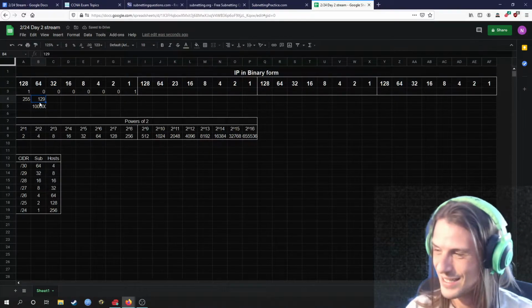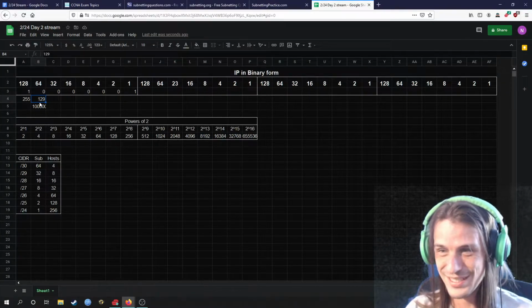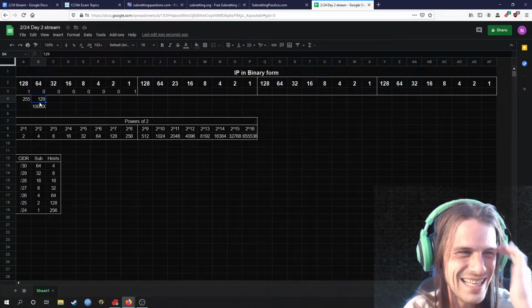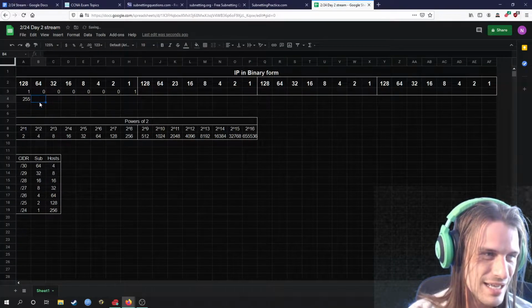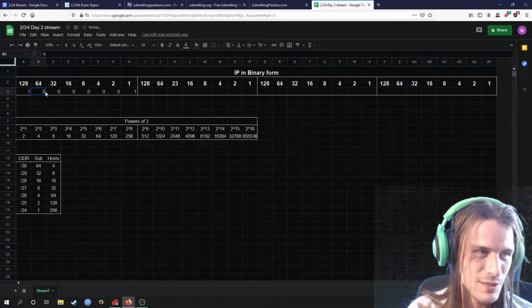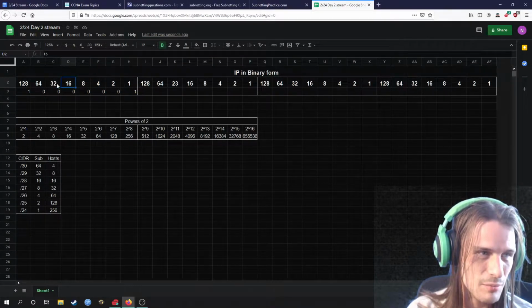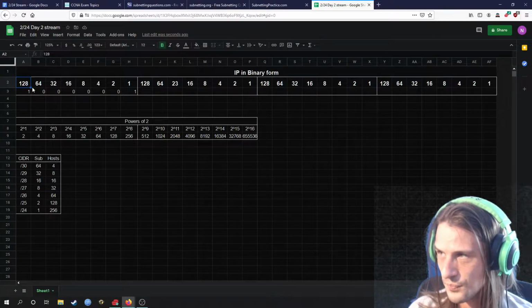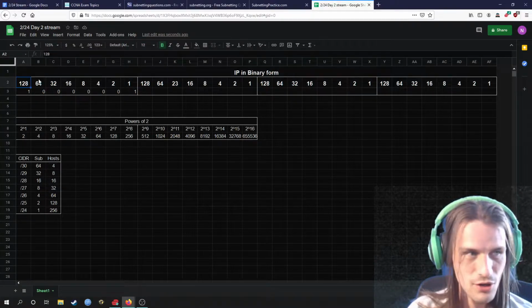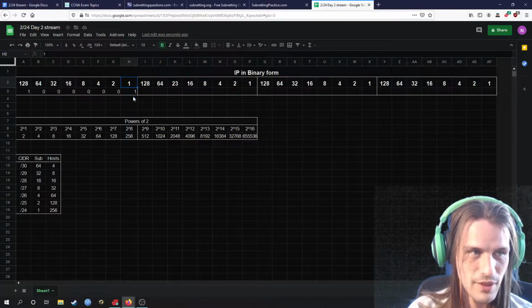I'm getting a little bit better at explaining this, but this is still a little confusing. So again, by activating any one of these columns, you turn on the corresponding number above it, right? And then if it's on, you add it to the other ones that are on within that octet, and that gives you the number, okay?